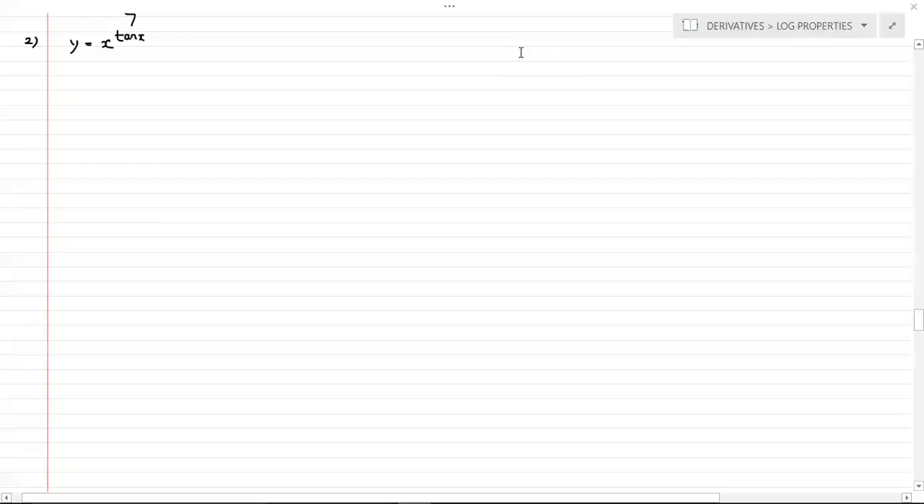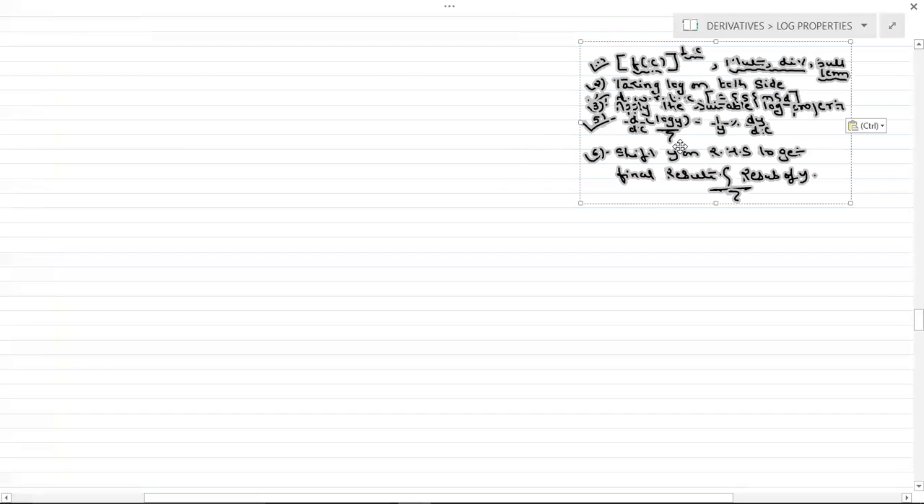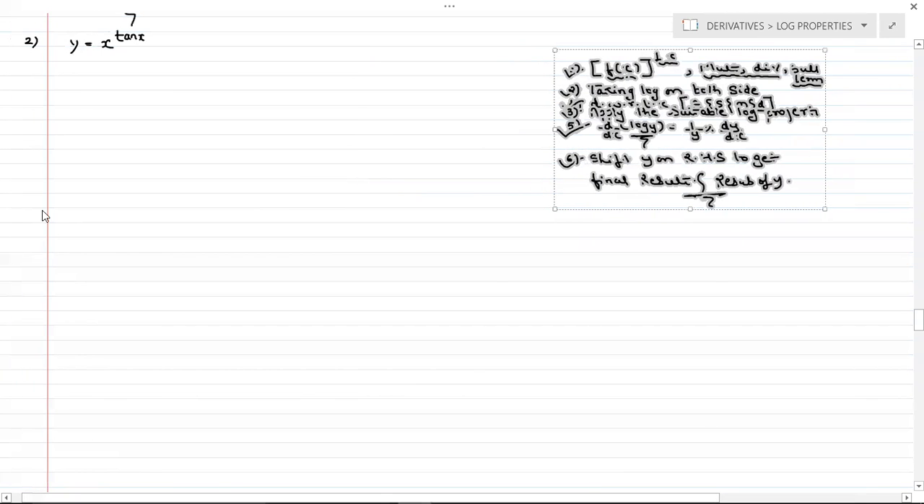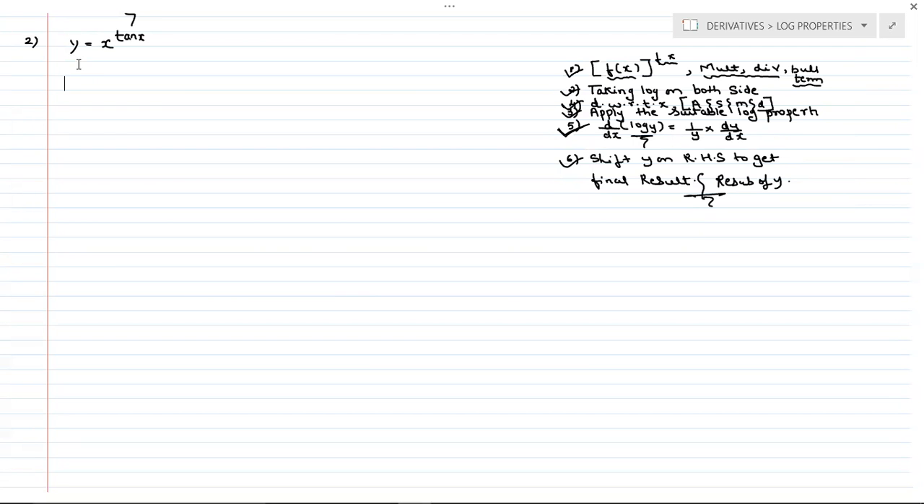Okay, so now focus on the second one. The first step is to check whether it is a function raised to function or not. Yes, clearly we can see that here it is a function raised to function. So we know that whenever it is a function raised to function, we can use the concept of taking log on both sides.